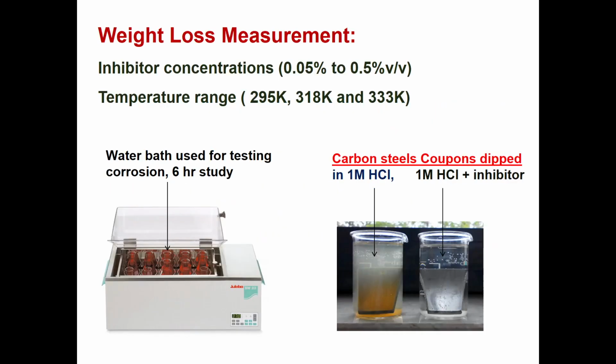We utilized two methods. The first method was the weight loss method, in which we use different concentrations of the inhibitor from 0.05 to 0.5 volume by volume percent, and temperatures from 295 to 333 Kelvin. You can see that we tested the blank, that is without inhibitor, and then also with the inhibitor.